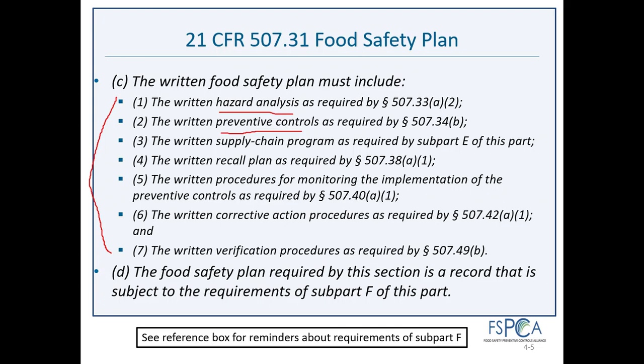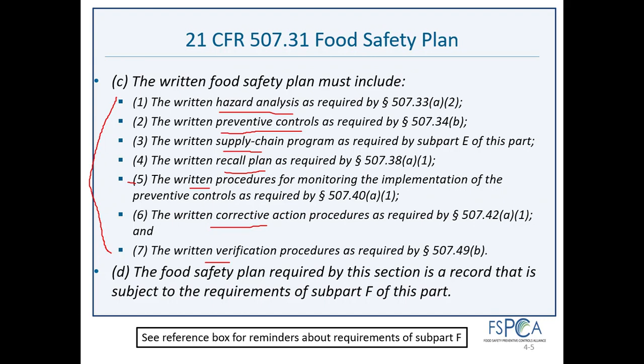So anyway, everyone will have a hazard analysis. Some companies will have preventive controls that they're going to describe. Some companies will choose to have a supply chain control that they'll want to describe. There's also a recall plan component to the food safety plan, and we'll talk about those requirements in just a little bit. Written procedures for monitoring the implementation of preventive controls, written corrective action procedures, and written verification procedures.